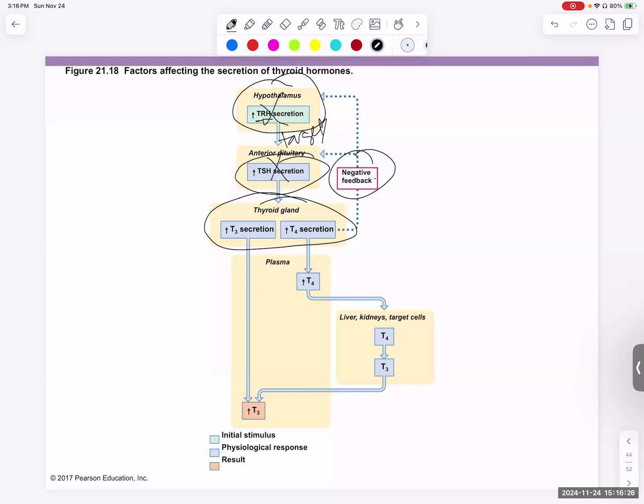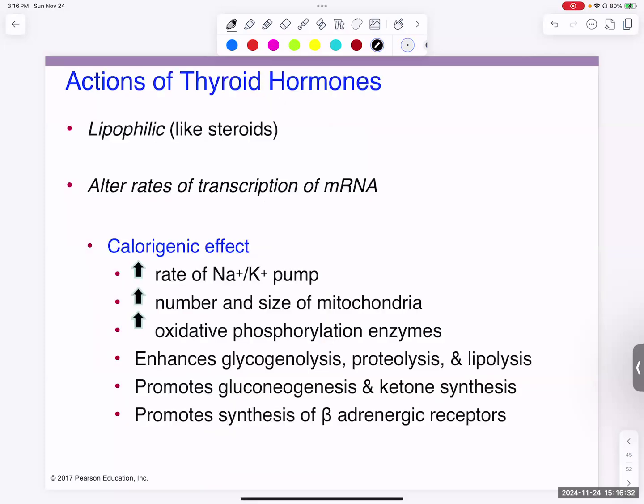T3, T4, once secreted into the plasma, again, T4 can be converted to T3 if needed. Actions of thyroid hormones: they are lipophilic like steroids. They can stay a little bit longer. They have a longer half-life.